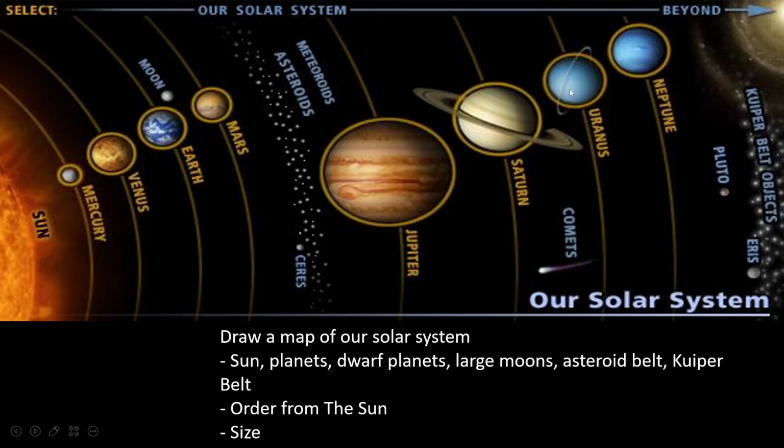This map here is not to scale. The size they've got of Earth compared to Jupiter is way off. Earth's way too big or Jupiter's way too small. For example, Jupiter's red spot there, I think you can get about 3 Earths into that spot.